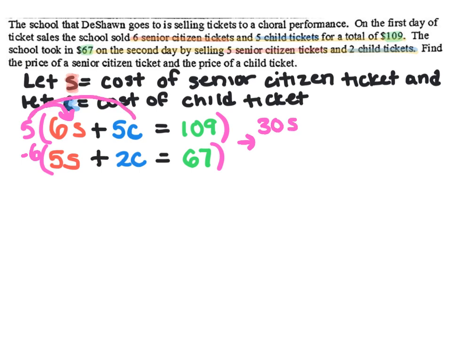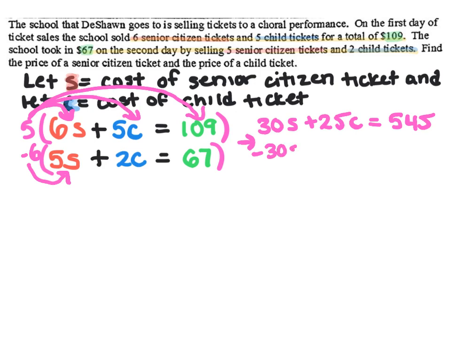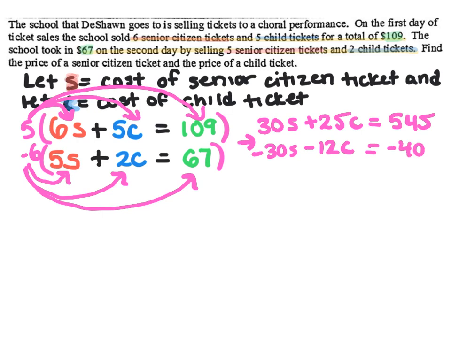So if I multiply my first equation, 5 times 6s gives me 30s. 5 times 5c gives me plus 25c. And 5 times 109 gives me a total of 545. For the second equation, I multiply the negative 6 times the negative 5s, which is negative 30s, the negative 6 times the negative 2, which is minus 12c, and the negative 6 times the 67, which gives me a value of negative 402. Now if I solve, I would add straight down.